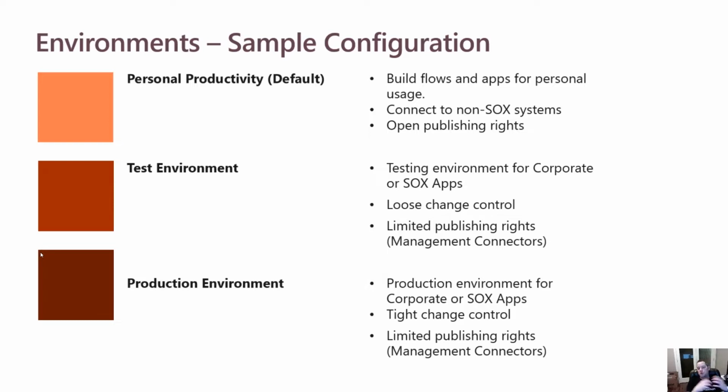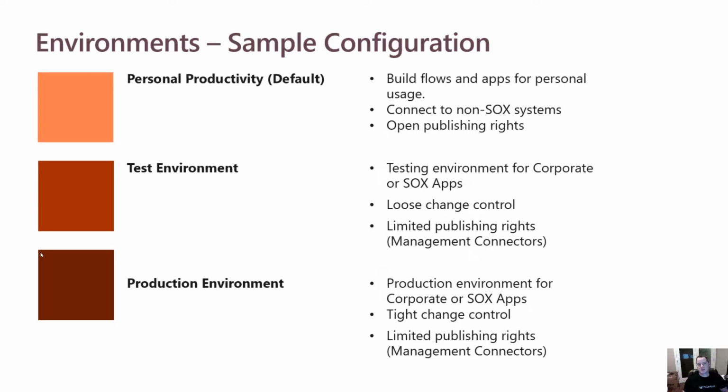But if you want to build corporate apps or apps that have SOX implications, so the Sarbanes-Oxley requirement or regulation, you need to have some more change control around those types of apps. So this is where you want to restrict that access and set expectations around using test and prod environments so that you don't have users inadvertently pushing changes to a production app without going through change control, because that could be an audit issue. And so this is sort of the purpose of using a test environment and a prod environment.